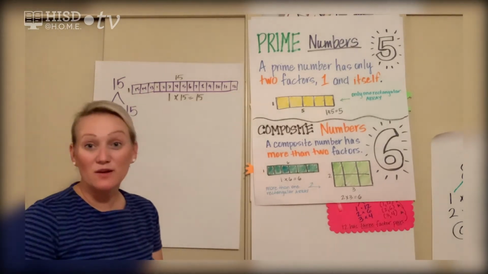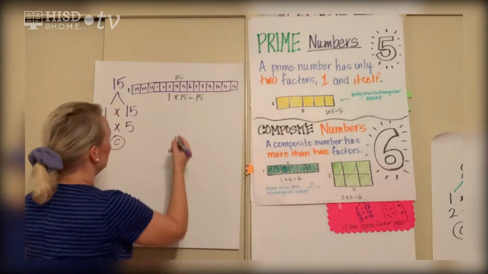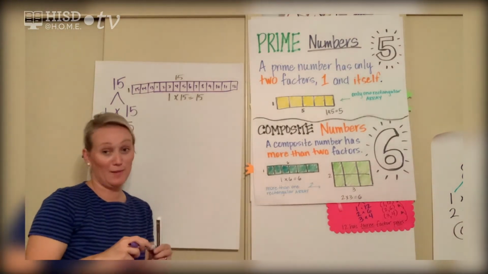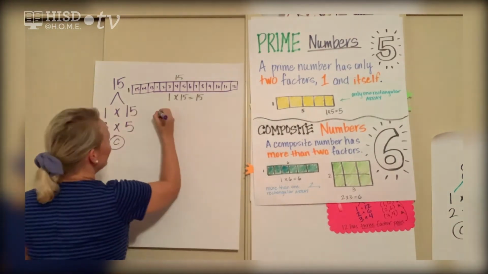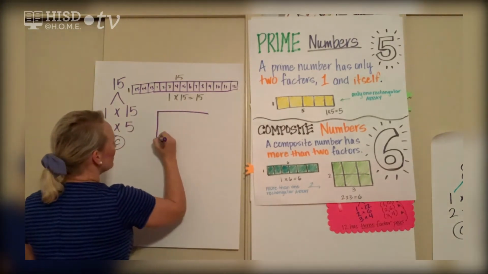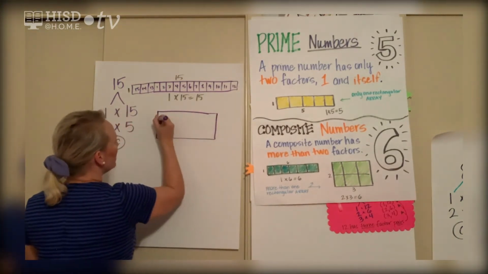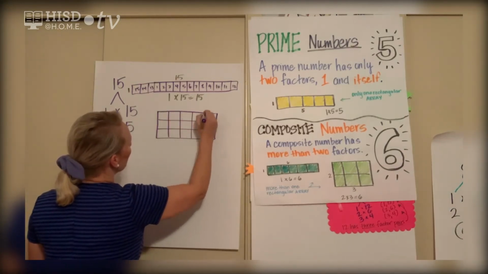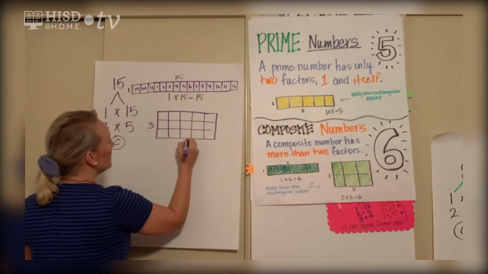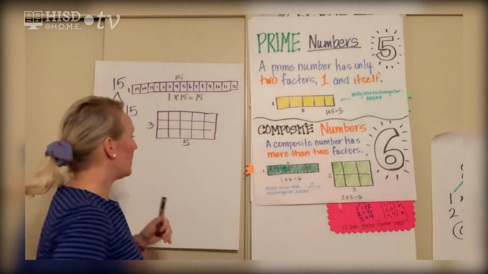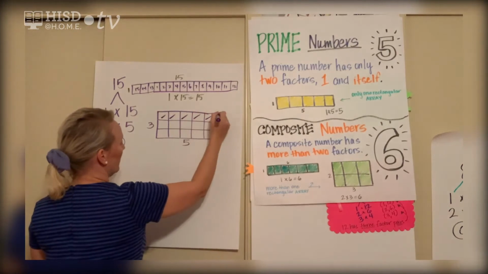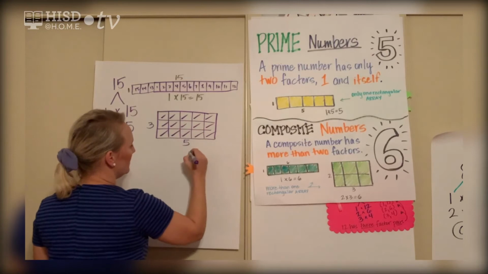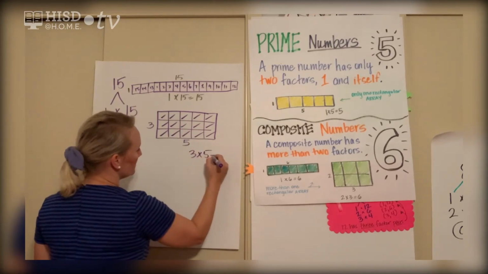Now my second array would be a 3 by 5. So I would have, oopsie, you'd be surprised how often that happens to teachers dropping pencils. So for this one, I would have a 3 by 5. This is an array. 1, 2, 3, 4, 5, 6, 7, 8, 9, 10, 11, 12, 13, 14, 15. 3 times 5 is 15.